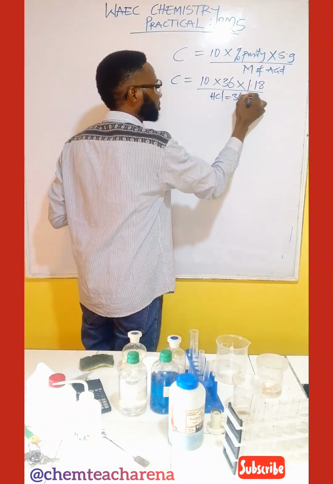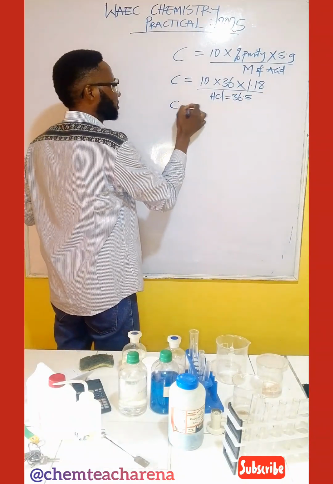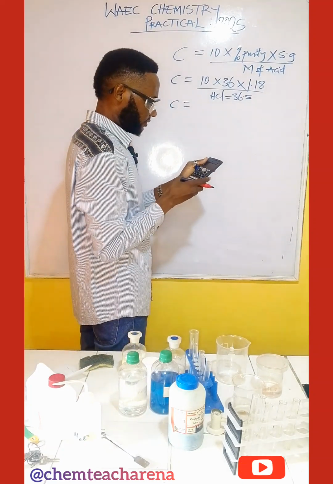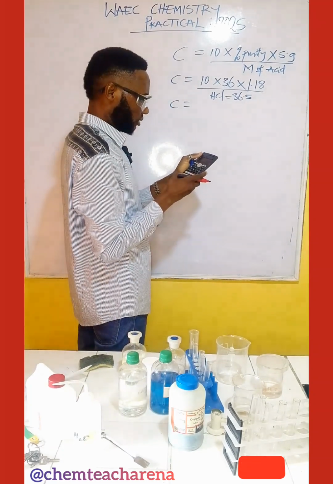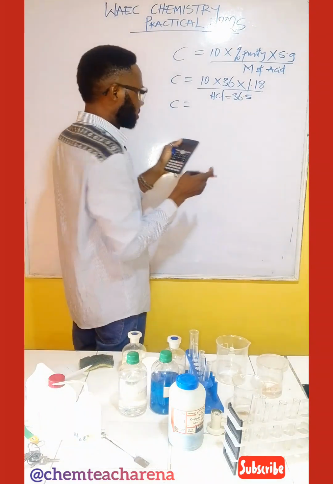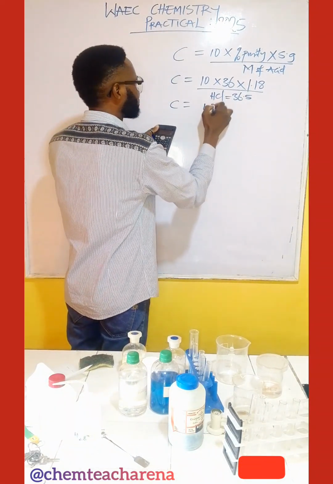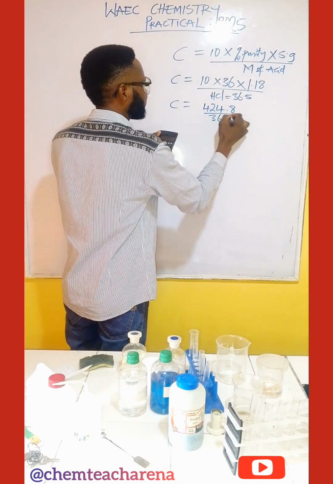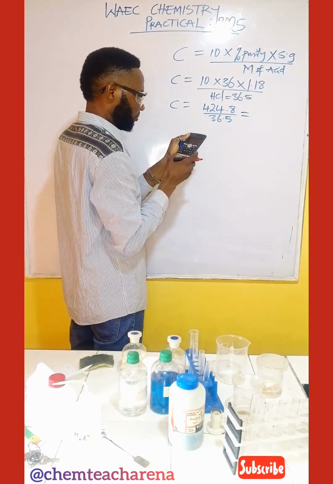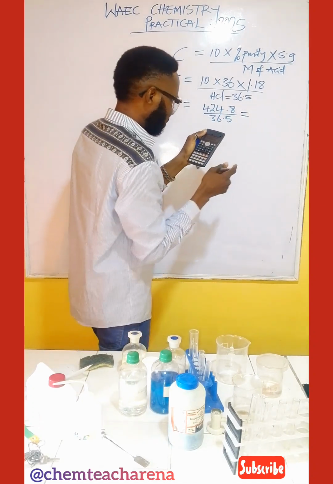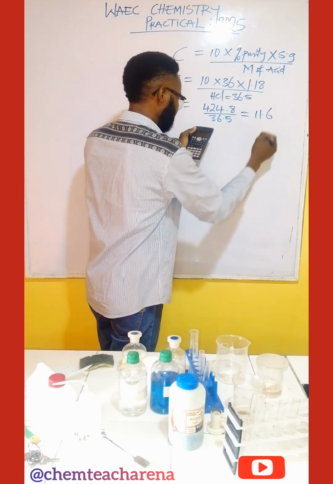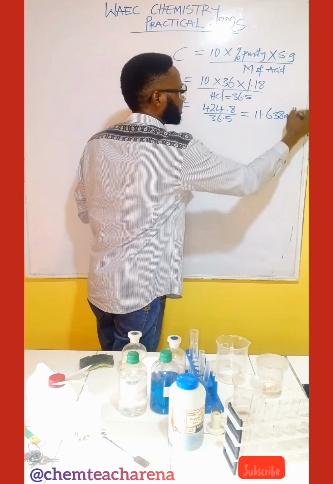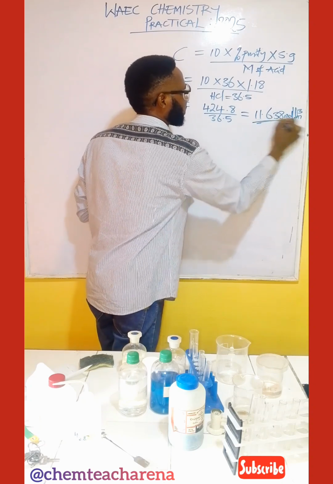Then we now have C equals, let's quickly multiply what we have here. We have 10 times 36 times 1.18. So this will give us 424.8 all over 36.5. Divided by 36.5, we have 11.638 mole per dm cube.